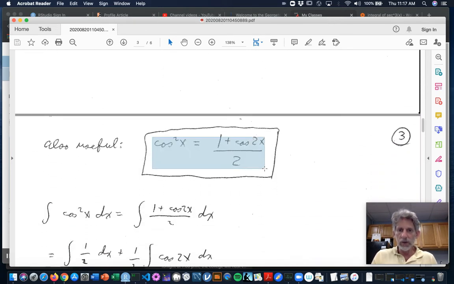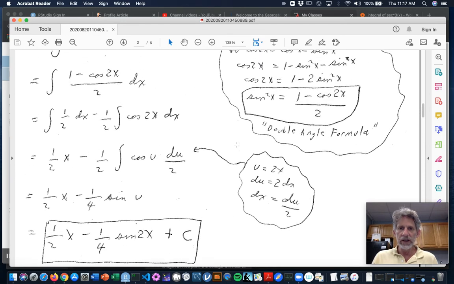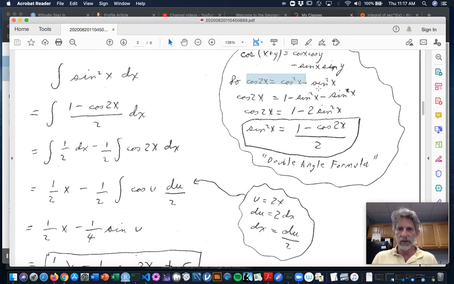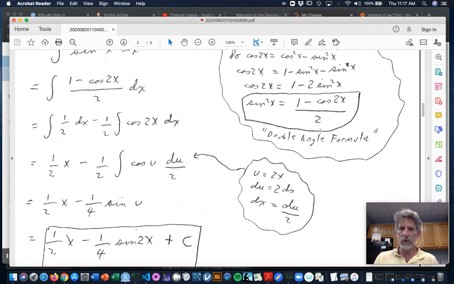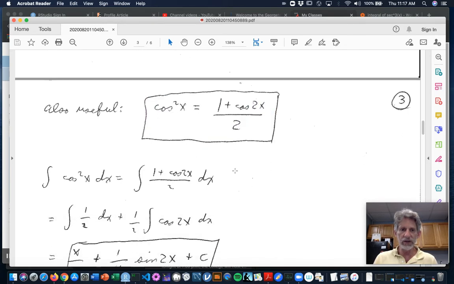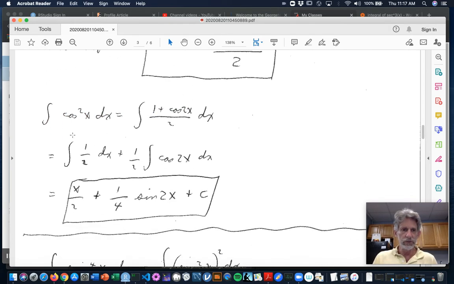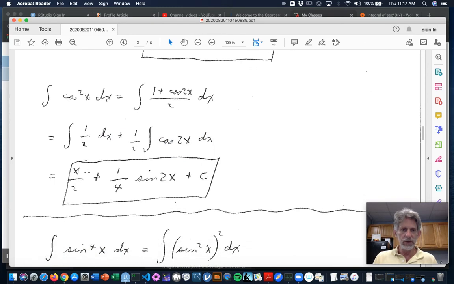Cosine squared x is 1 plus cosine 2x over 2. And it can be derived in the very same way, if you wish, except at this step here, instead of replacing the cosine squared with 1 minus sine squared, you might try replacing the sine squared with 1 minus cosine squared and then solve for cosine squared. So this too is an important double angle formula and ought to be memorized. You can use it to get the antiderivative of cosine squared. Same idea. Substitute, break up, use substitution.